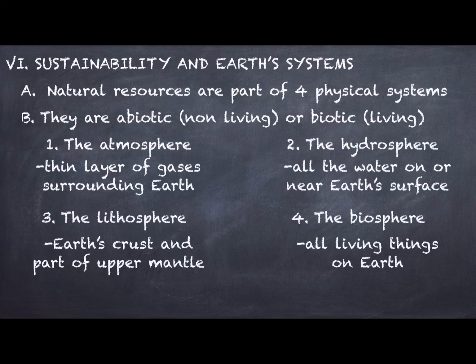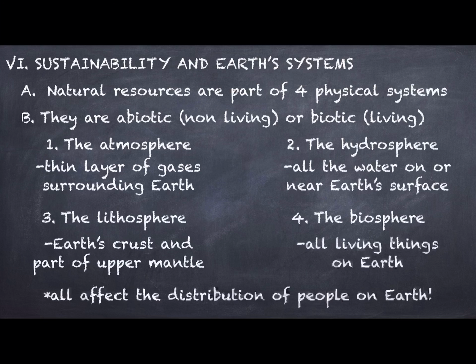The great thing about these 4 physical systems is that they all affect the distribution of people on Earth. This is where the systems affect human geography. We'll talk about that in a later slide when we get to ecosystems and how these 4 physical systems definitely affect that. All 4 of them affect sustainability on Earth, and human geographers are very interested in studying them.